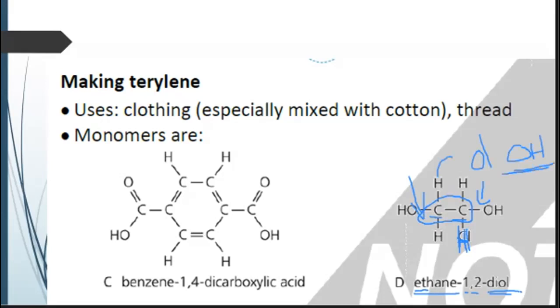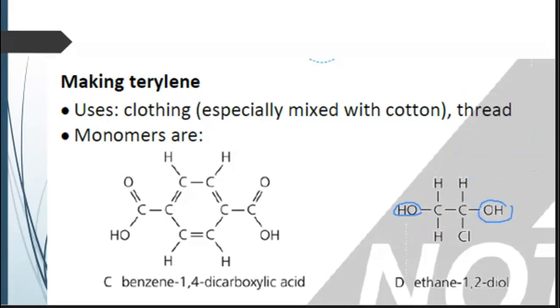But if I have diol, it means I have two. Di represents the presence of two. So I have two OH groups present. That is telling me that I have an OH group here and an OH group there. Hence the name is ethane 1,2-diol.